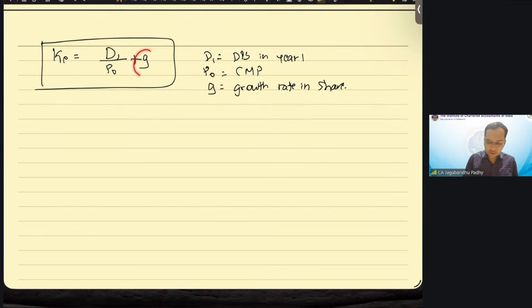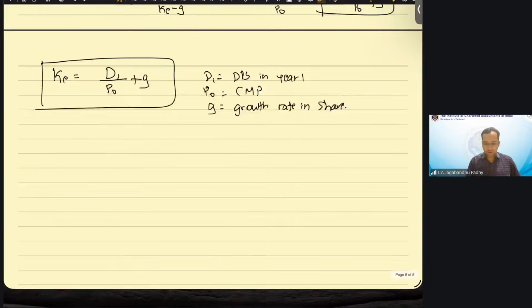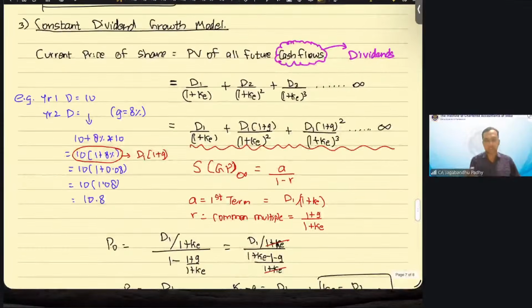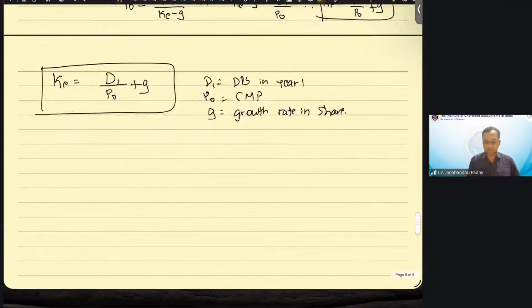Now, one challenge that we have over here is, how do we estimate this G, or growth value? How do we calculate the growth percentage? Over here, you gave us 8%, so we were able to calculate the next year dividend. But other than that, how are we going to calculate this growth rate? Any idea? Anyone can guess?